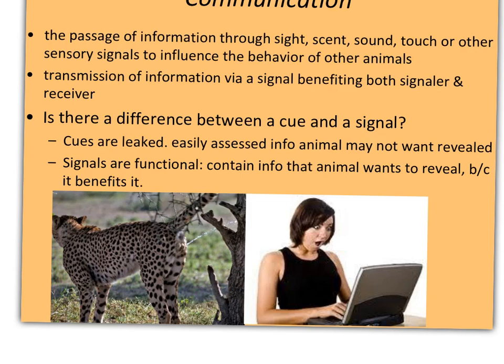So, with that in mind, is there a difference between a cue and a signal? Well, you can read this. Cues are leaked, easily assessed info an animal may not want revealed. Signals are functional, containing info that animals want to reveal because it benefits them, and that includes revealing a deceptive signal.